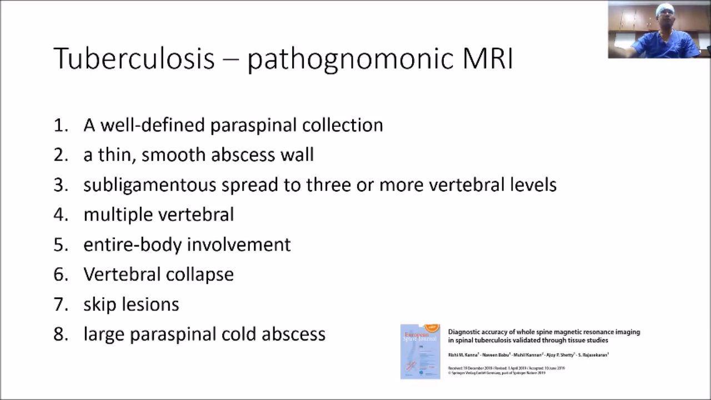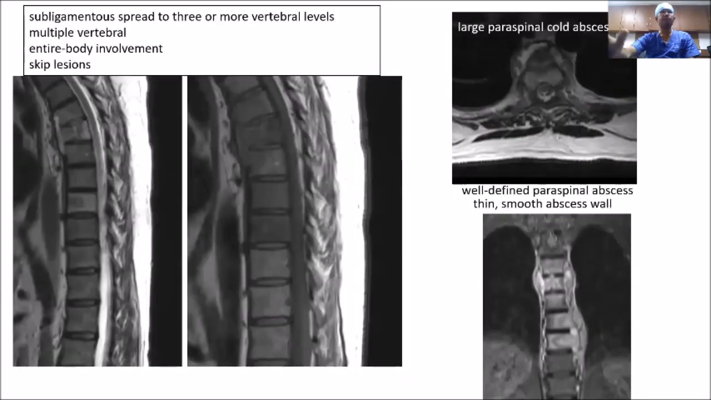So a well-defined paraspinal collection, a thin smooth abscess wall where the wall diameter is less than 2 millimeters. Subligamentous spread of the abscess to 3 or more vertebral levels. Multiple adjacent vertebral involvement, and where an entire vertebral body is completely affected, associated with vertebral collapse. Presence of multiple skip lesions and a large paraspinal abscess. All these things are very classical of spinal tuberculosis.